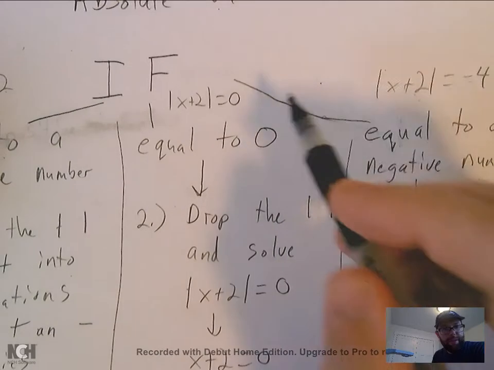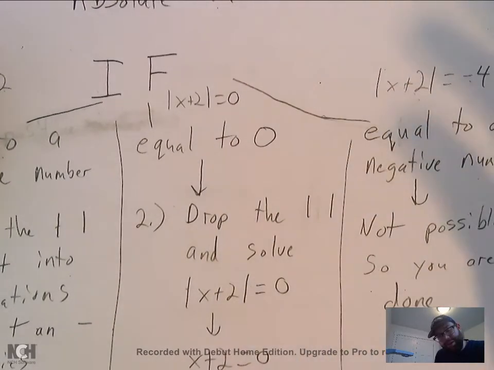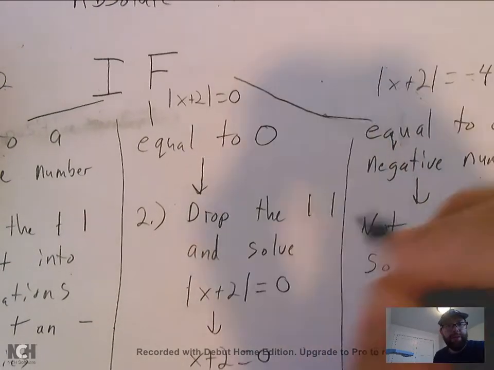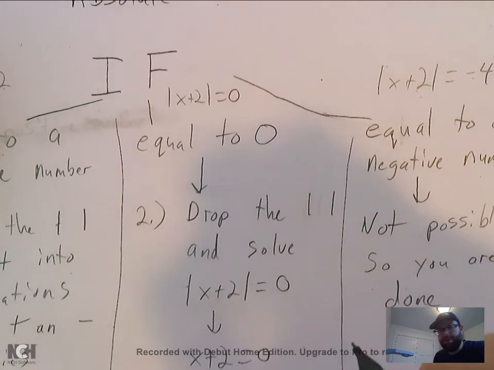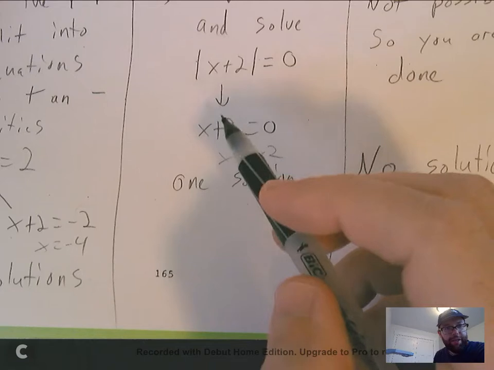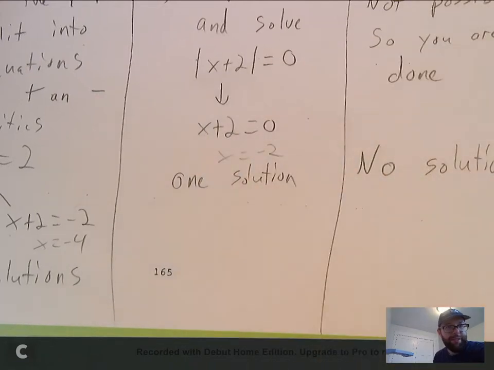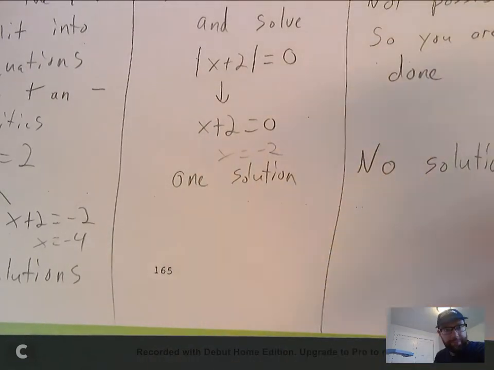Okay, if the absolute value is equal to a 0, 0 is 0 spaces away from 0, right? So there's only one possible solution. So you just drop the absolute value and solve the equation that's there, right? That's all you have to do, just solve what's inside the absolute value, basically. And you're done with one solution.